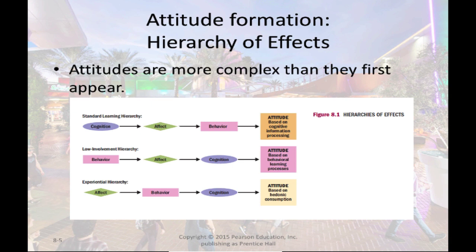The hierarchies of effects, some of which are shown here, show the relative impact of the three components under different situations. Each hierarchy shows a fixed sequence of steps which can occur en route to an attitude. The hierarchies include the standard high involvement process of developing beliefs first, then developing feelings about those beliefs, and then developing intentions to act on those beliefs. This attitude is based on cognitive information processing.